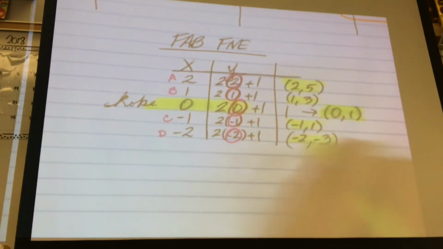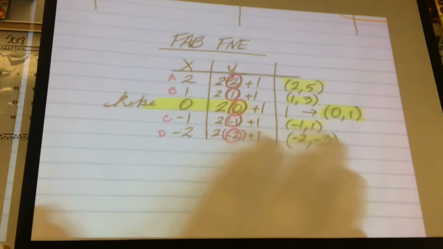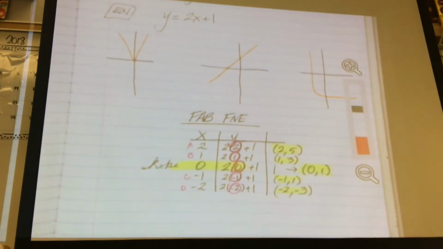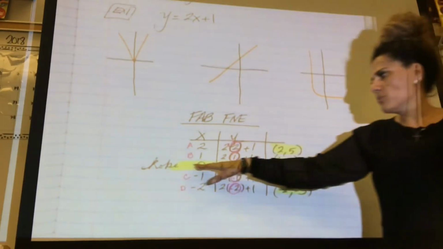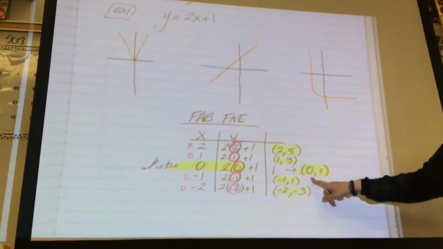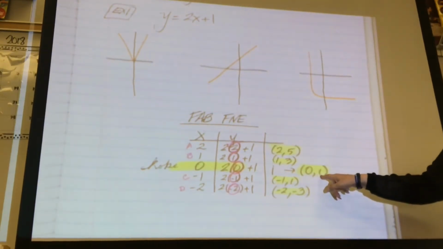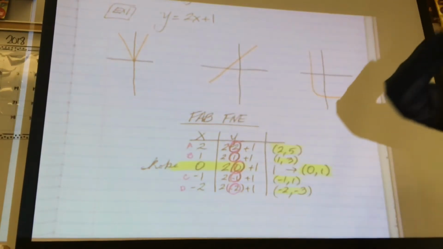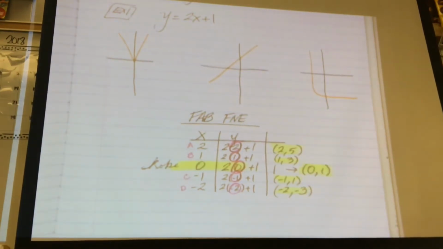Now we just have to decide which of the graphs has these Fab 5 in it. Simple. That's tonight's homework, people. Ready? Let's go with Kobe first. Kobe, when you plugged in 0, what'd you get? 0 what? 1. Which of these 3 graphs has an orange passing through at 0, 1?